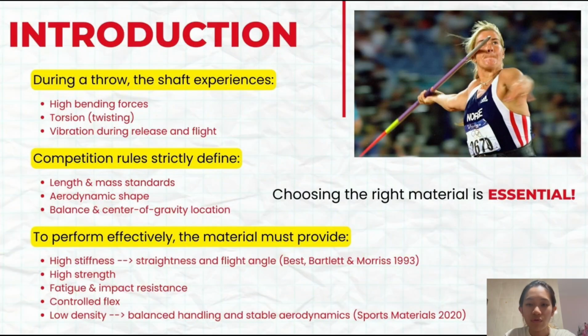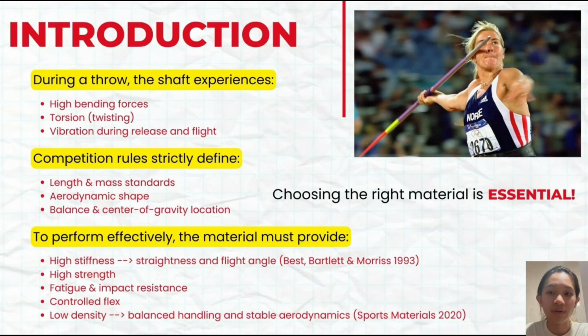Next, we also need to consider competition rules, which are very strict. They define the required length, mass, aerodynamic shape, and the center of gravity locations. This means the material must not only perform well, but also help the javelin remain within legal standards for competition.